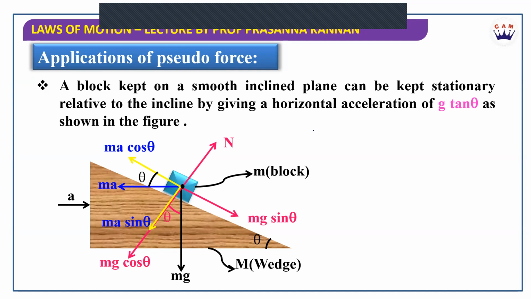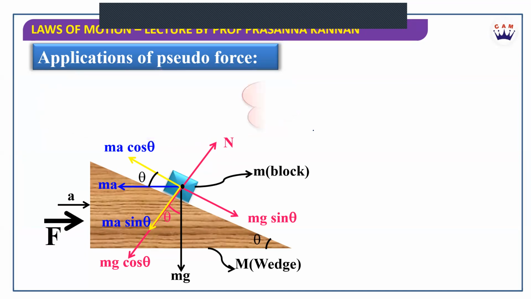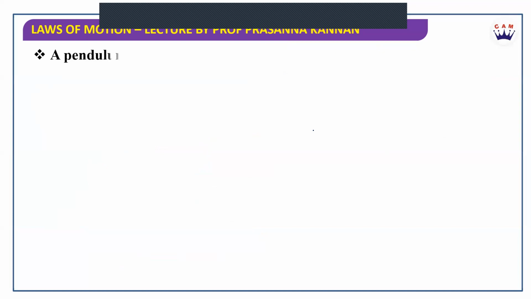What is important right now is Ma cos theta is balancing Mg sin theta so that the block is in equilibrium. It does not slip. So if you equate Ma cos theta to Mg sin theta, M gets cancelled. A cos theta is equal to g sin theta, so A is equal to g tan theta. This we had seen yesterday. And we had also seen a few more examples where this happens, right?